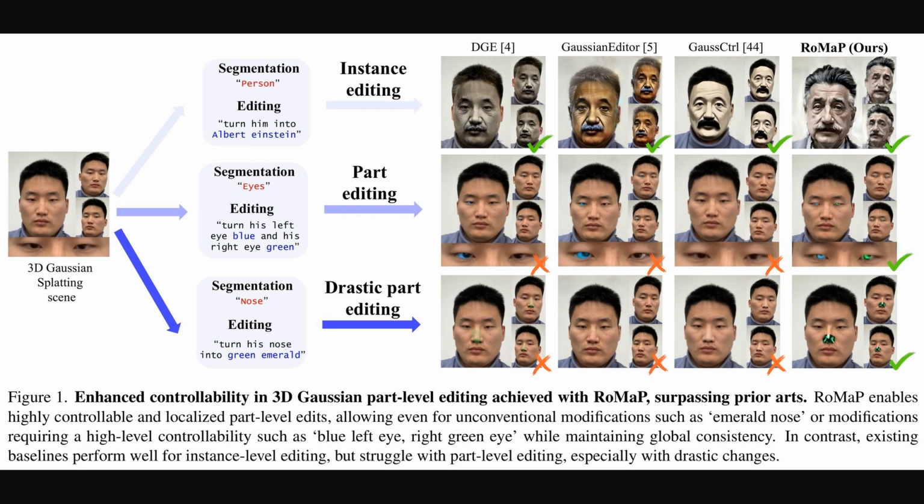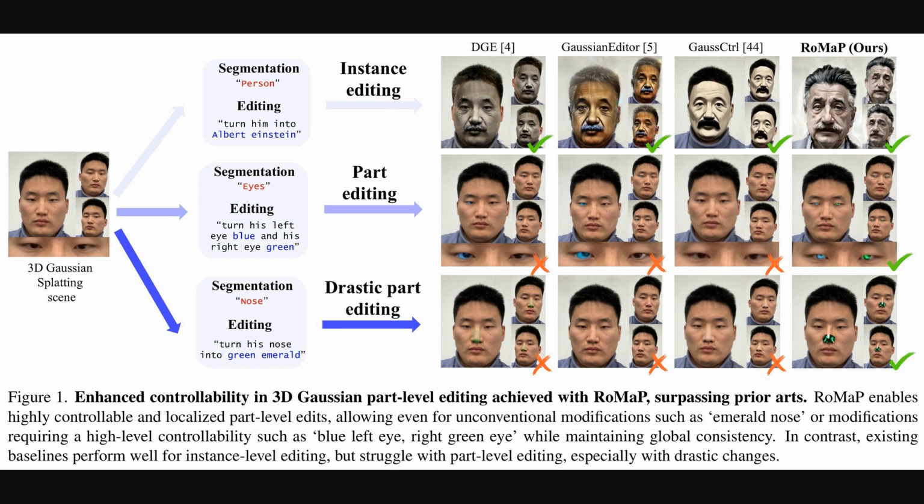Alright, so this first figure really shows what the authors are trying to achieve. They start with a 3D Gaussian splatting scene, which is a way to represent a 3D object using a collection of fuzzy colored dots called Gaussians. On the left, you see the original face. Then, they compare their method, RoMaP, against three others on different editing tasks. While all methods can handle turning the whole face into Albert Einstein, they fail at specific part edits.